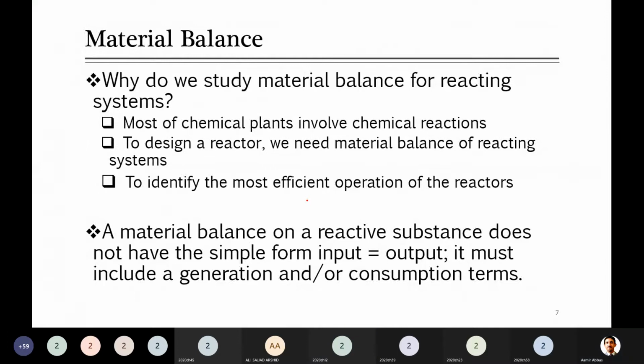Sorry? Depletion of reactant. Yes, depletion of the reactants. When reactants are consumed in any reaction, that is generally called the consumption term.